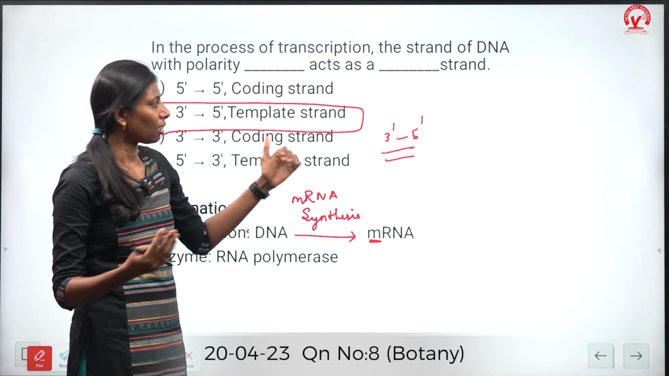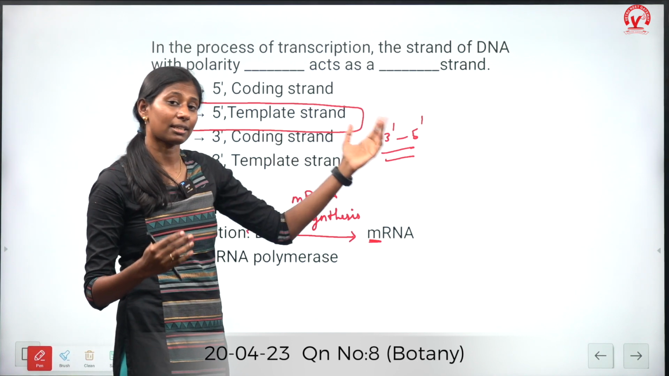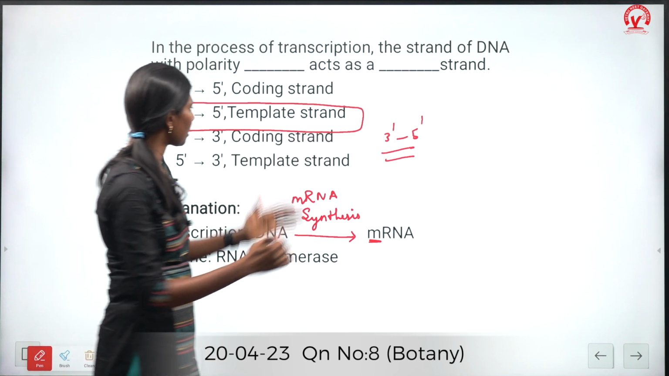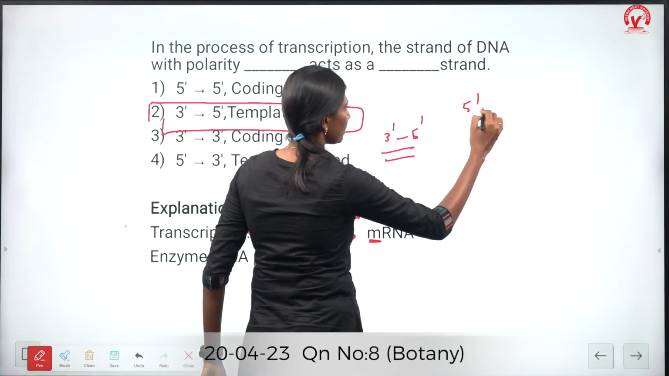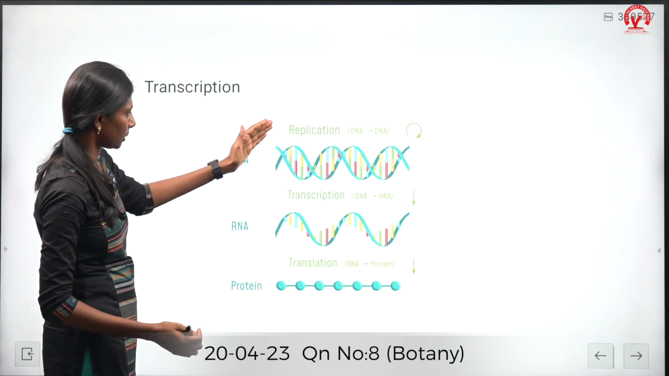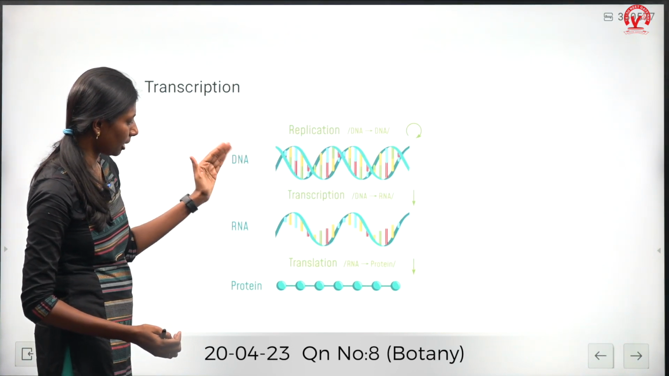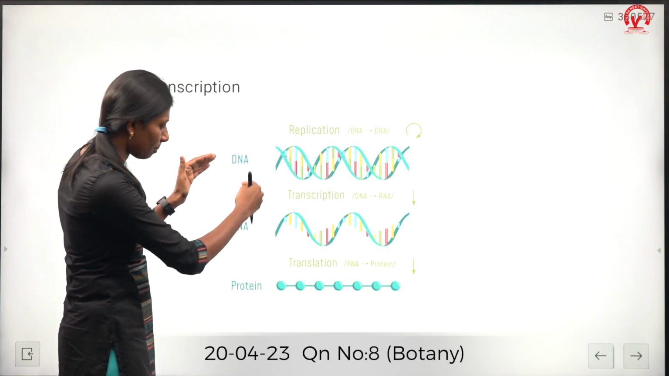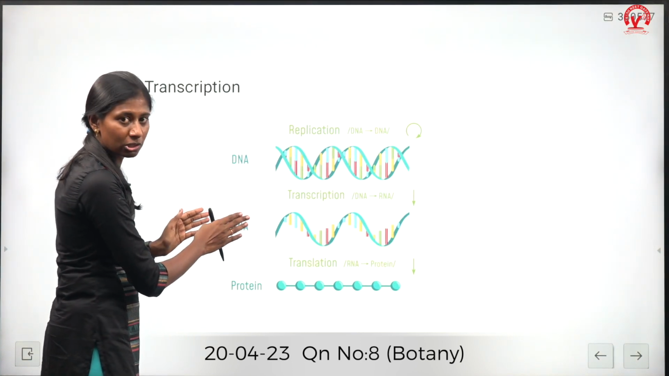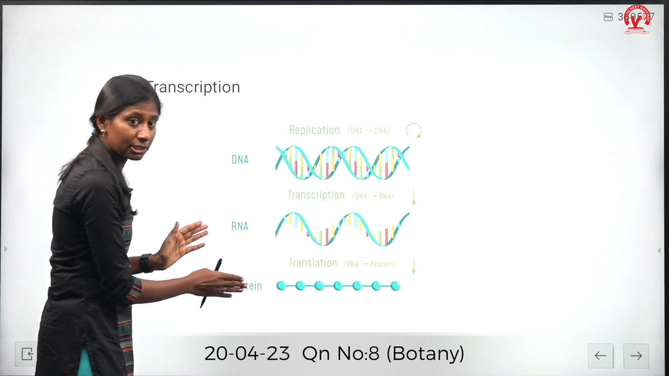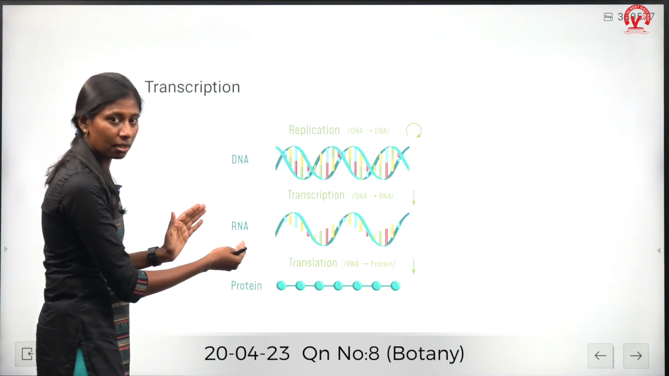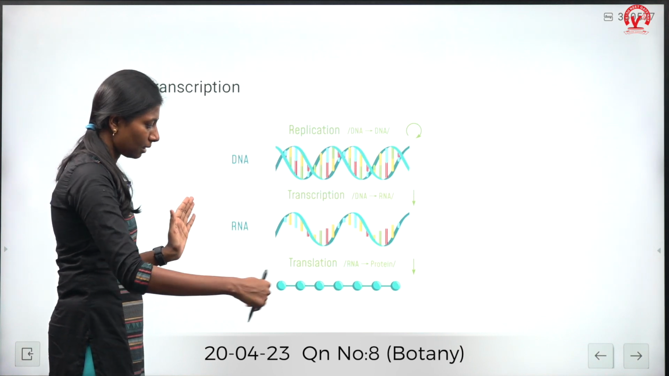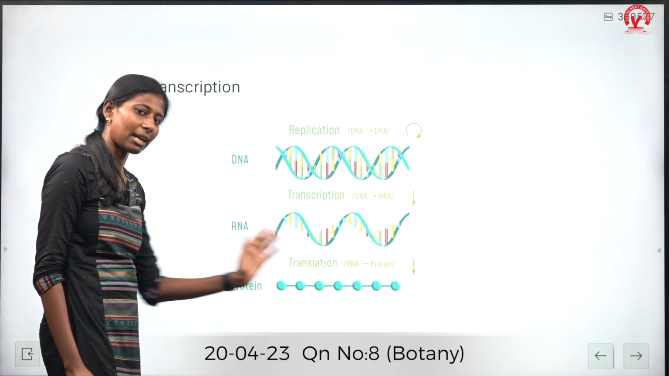You may wonder, what is the role of the other strand? It will act as the coding strand and it will run in the polarity of 5' to 3'. So this is replication. The DNA will be converted into RNA. That is, the information from the DNA will be copied into RNA. This process is called transcription. Translation, you know, is from mRNA, where the protein synthesis process takes place. That is known as translation.